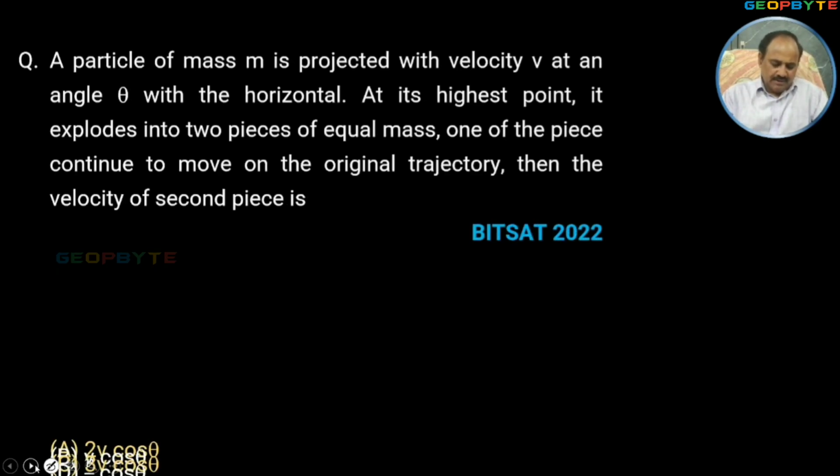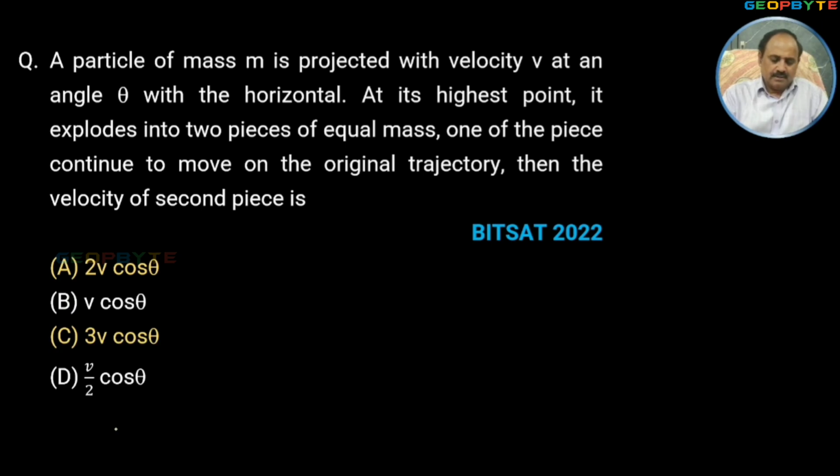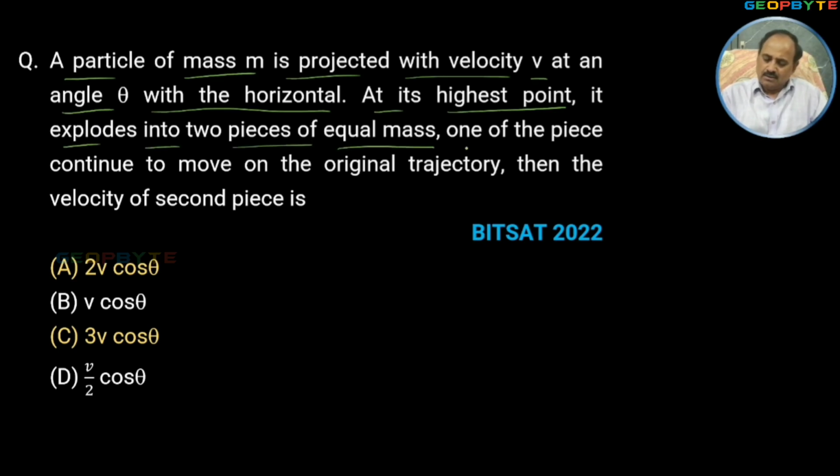Similarly, let us take another important problem. Okay, look at the screen. It is asking like this. A particle of mass m is projected with velocity v at an angle theta with the horizontal. At its highest point, it explodes into two pieces of equal mass. One of the pieces continues to move on the original trajectory, then the velocity of the second piece is.